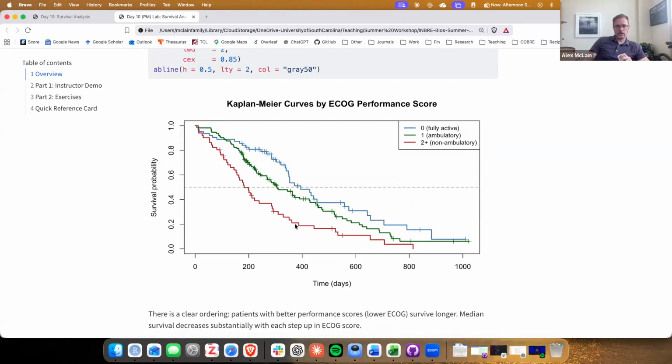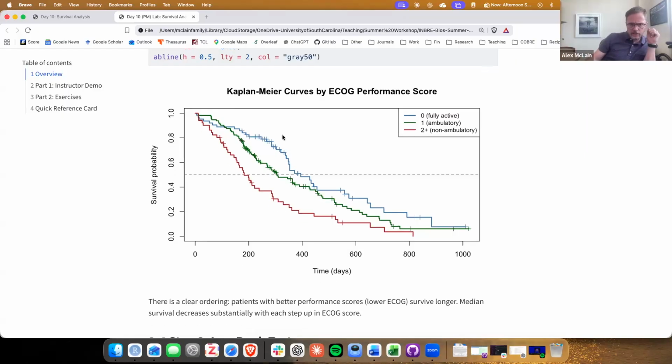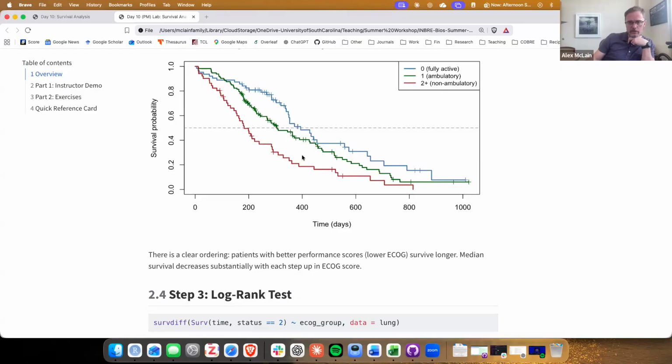Green here, red. And once we get away from the initial 100 days or so, there seems to be a clear ordering where those in group 0 are surviving longer than those in group 1, and they're surviving longer than those in group 2. It is interesting that the fully active group has a lower survival. It dips down early on. Not sure why that is. It's probably not causal. It's probably something else, but sort of an interesting finding. But for the rest, the ordering is pretty clear.